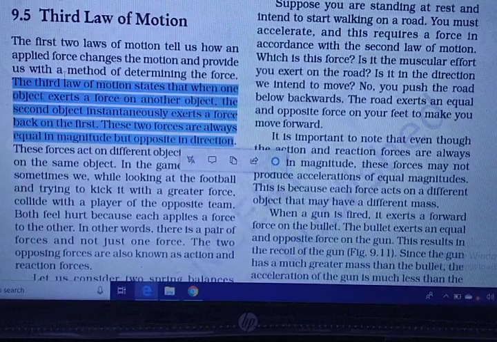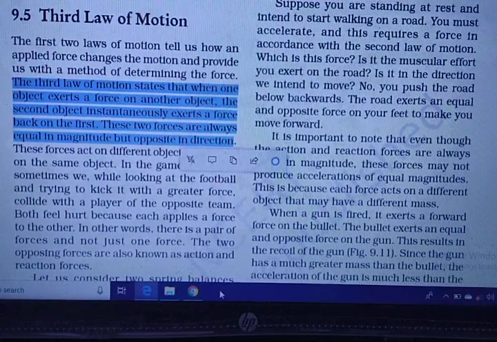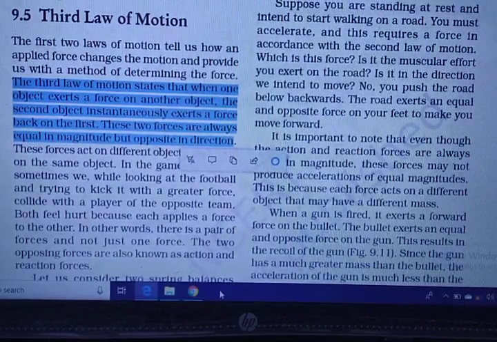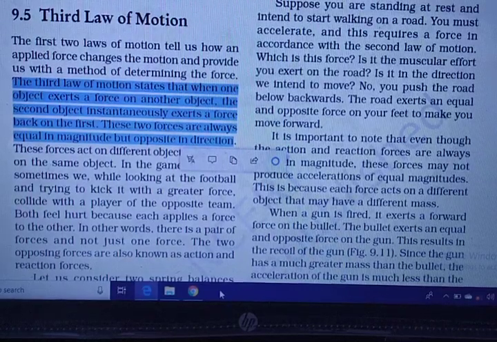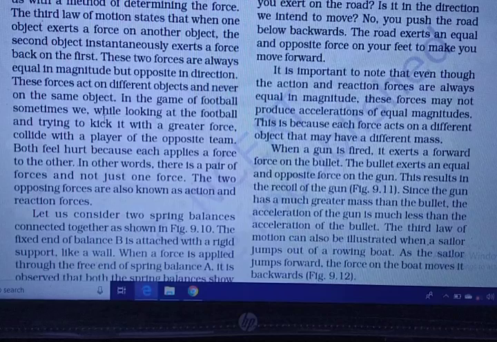You can see this is our third law of motion. The third law of motion states that when one object exerts a force on another object, the second object instantaneously exerts a force back on the first. These two forces are always equal in magnitude and opposite in direction. Got it? It means that as one object applies force on another object, with the same magnitude the other object also applies force on the first object. So these forces act on different objects and never on the same object.